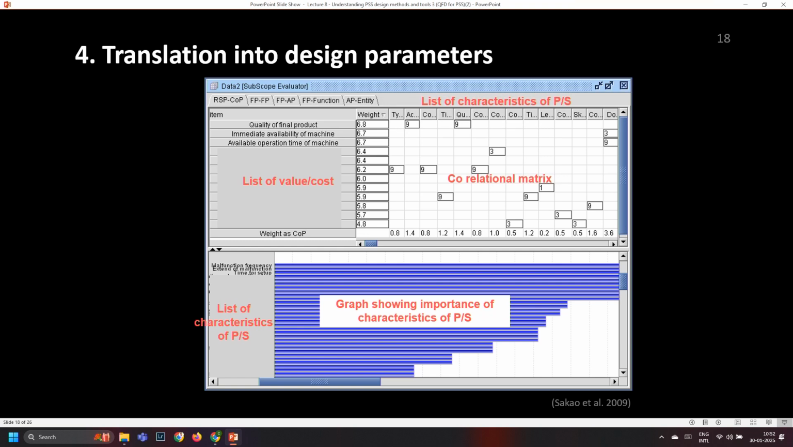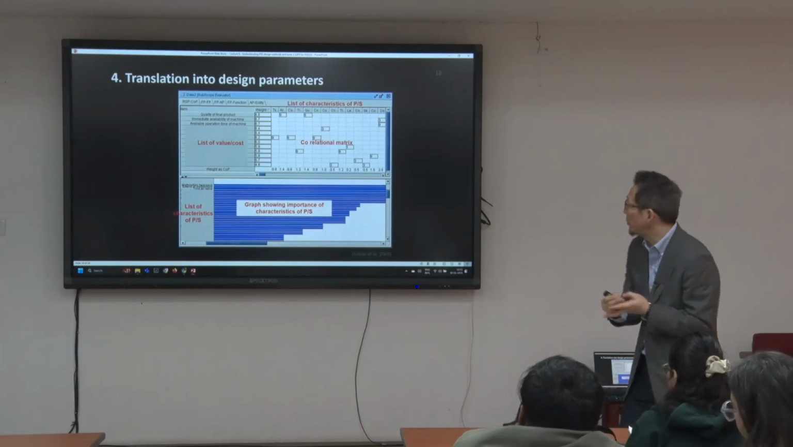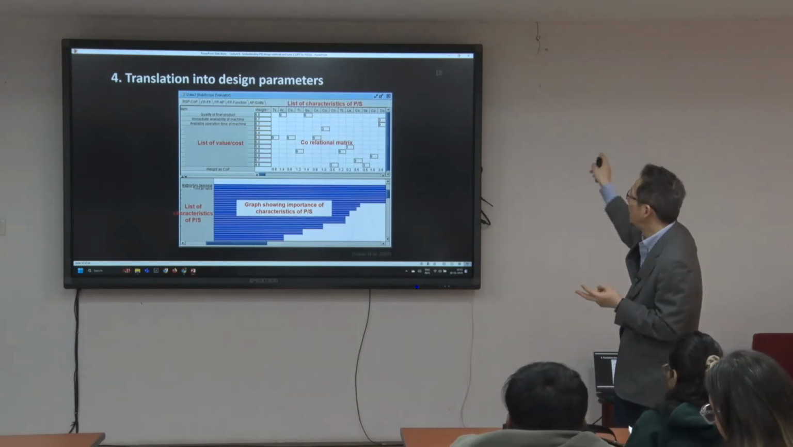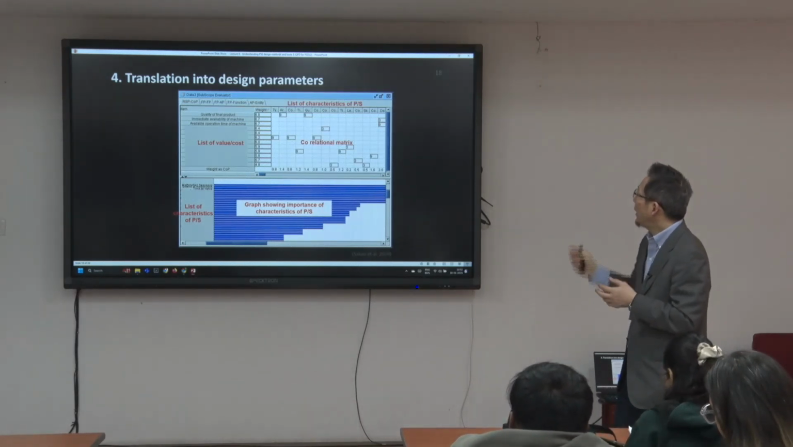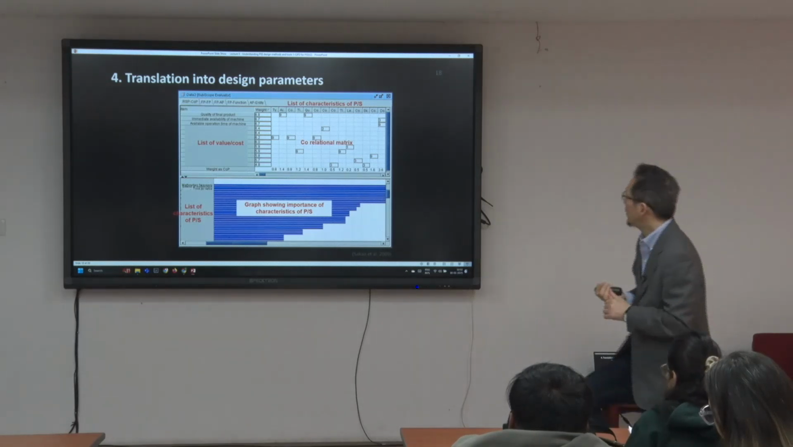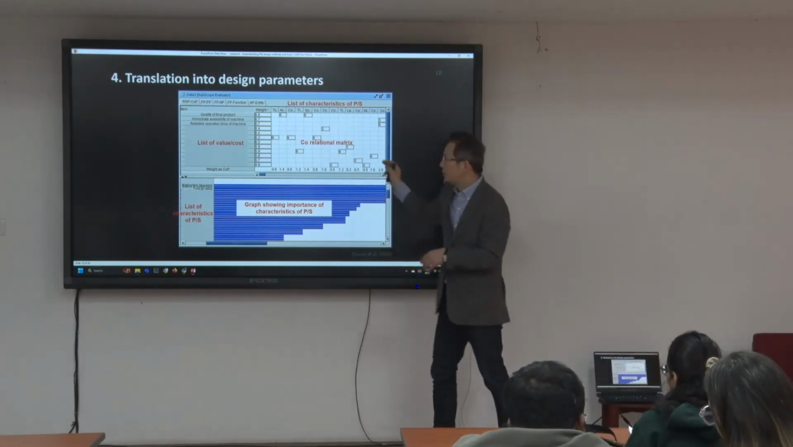So as you see here, these are the top 3 customer values, and the numbers are given for the customer values. The numbers that you saw on the previous slide, the highest one is 6.8 and the lowest one is 4.8. So these numbers were input to differentiate the relative importance. And then here, product design characteristics and also service design characteristics are listed in the matrix, and then the QFD table was given here, the correlational matrix.